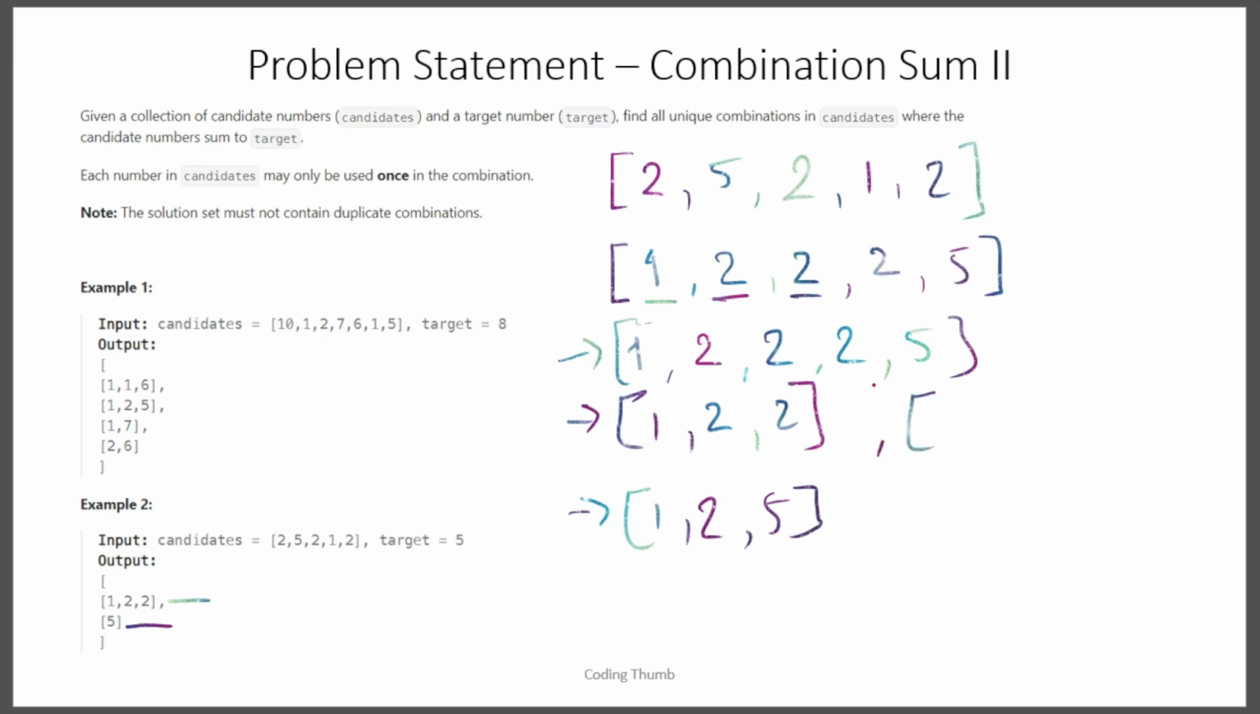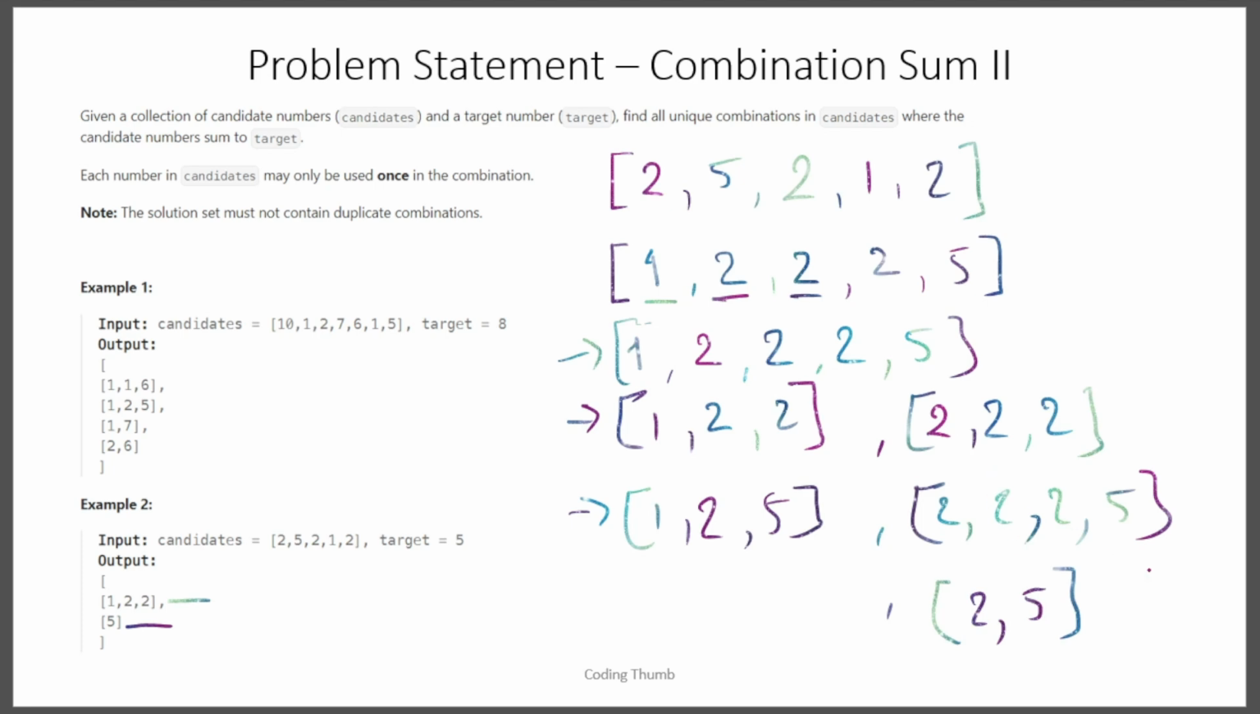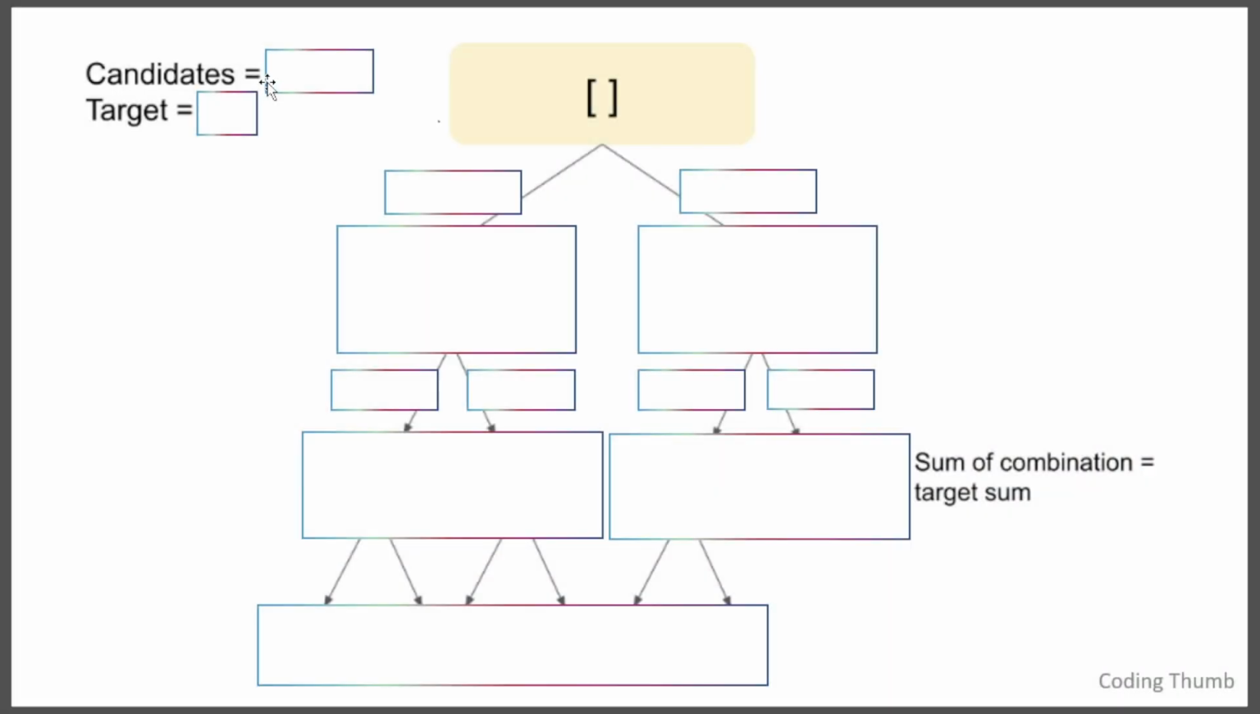Another combination that I can find, maybe if I start from the 2, then I can take the next 2, and then the next 2. Another combination could be 2, 2, 2, 5. Another combination could be just 2 and 5. So you can see there are many combinations that we can get. But can we go in an order to find all the combinations that would yield us the correct result?